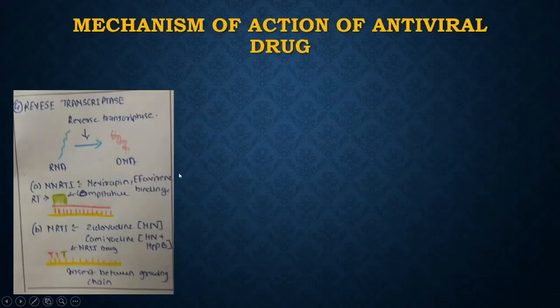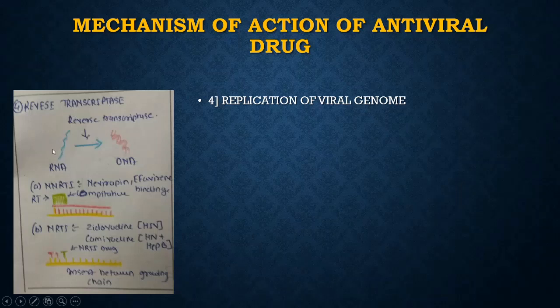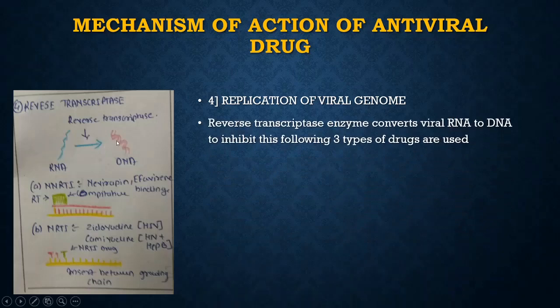Now fourth part of the mechanism is replication of viral genome. Now you can see that this is the RNA genome which gets converted into DNA with the help of the reverse transcriptase enzyme. So for inhibiting this step, we need to inhibit reverse transcriptase or we need to inhibit the whole process. So this inhibition can be done by three types of drug.